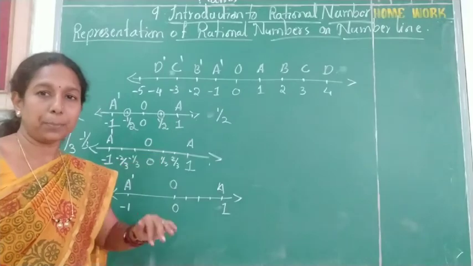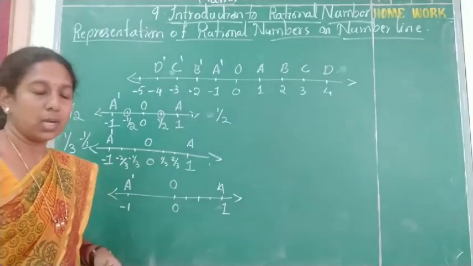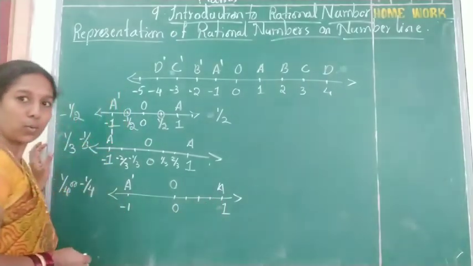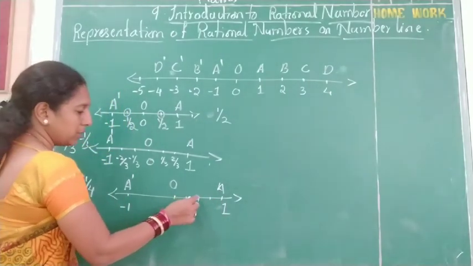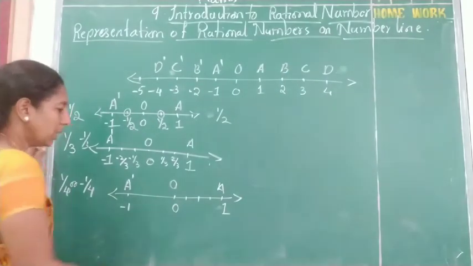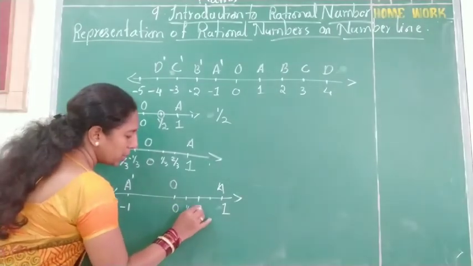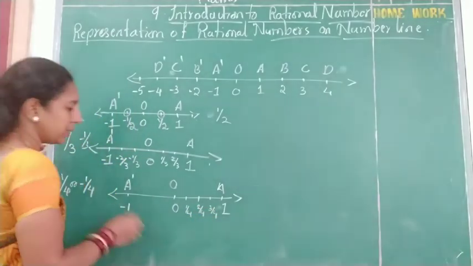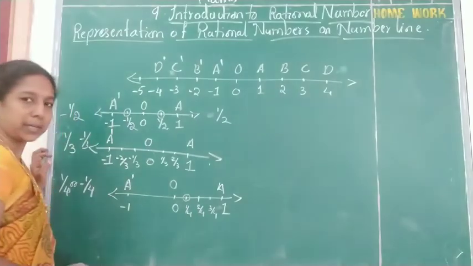So for that purpose it is very useful if you apply here. So here I got equal distance. Okay, how many parts I got? 1, 2, 3, 4 parts. So now this is 1/4, 2/4, 3/4. So which fraction I want here? 1/4. So I will mark here.